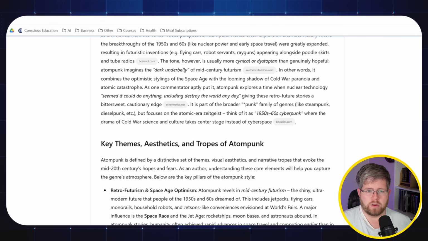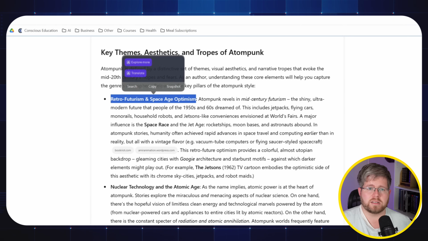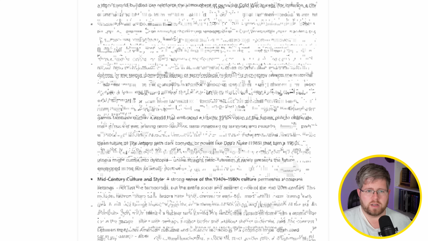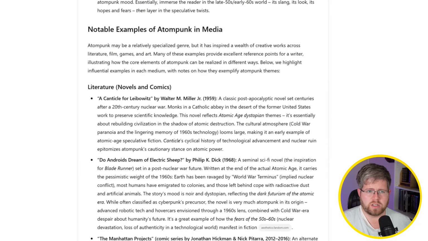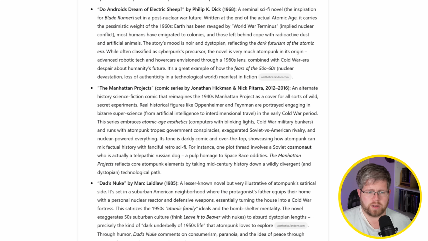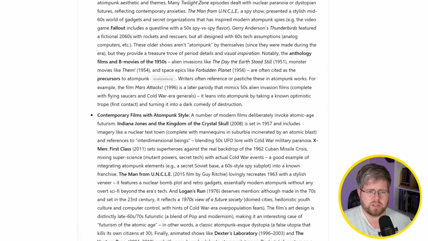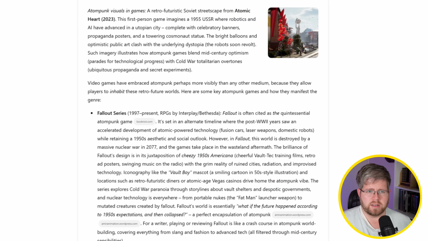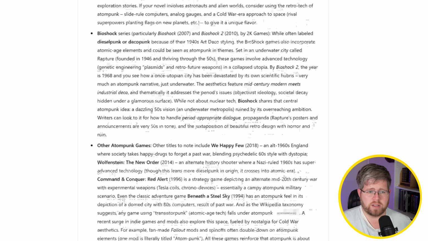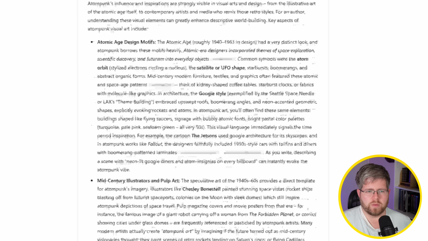So here we go with the tropes. And then the aesthetics, the Google one covered, nuclear technology, Cold War paranoia. Yep, this is all kind of similar stuff. Notable examples of atom punk in media. So we got a couple of things here. Do Androids Dream of Electric Sheep? I feel like that's more cyberpunk. Age Atomic. Let's make sure video games that we've got. Okay, so we got Atomic Heart and then the Fallout series. There we go. They have a lot of the same ones here. Bioshock, yeah, maybe. And a few that are kind of borderline there.